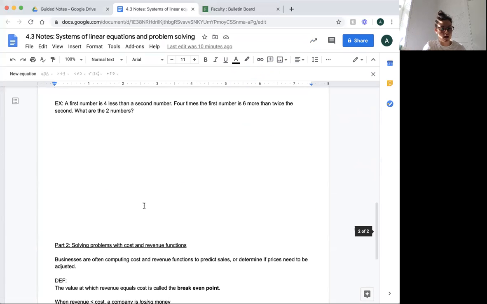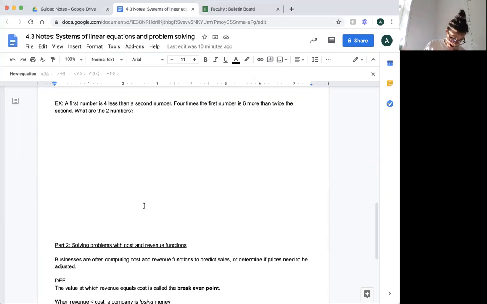All right, moving on. Another one. This one's kind of tricky and maybe familiar because standardized tests love these kind of problems. Okay, so we have a first number is 4 less than a second number. 4 times the first number is 6 more than twice the second. What are the two numbers?